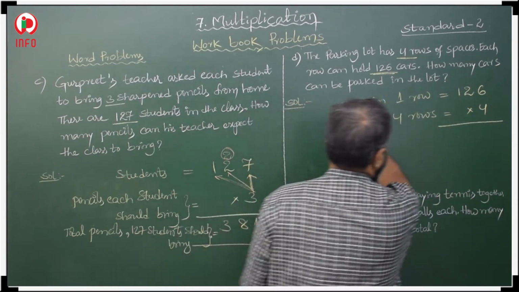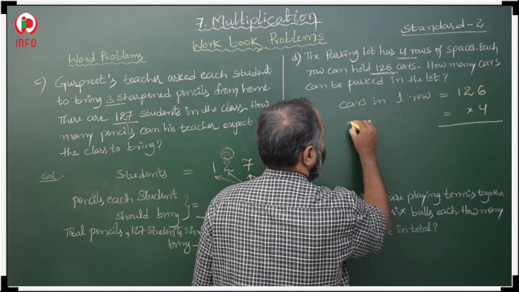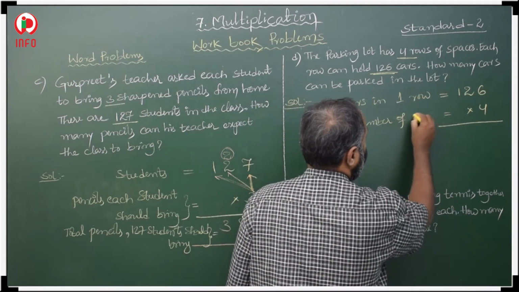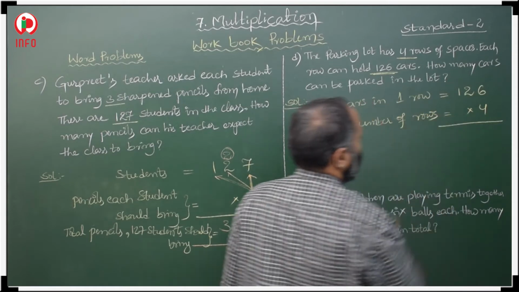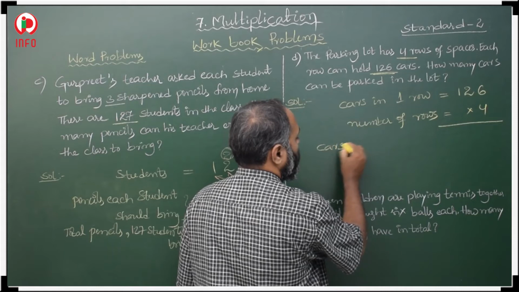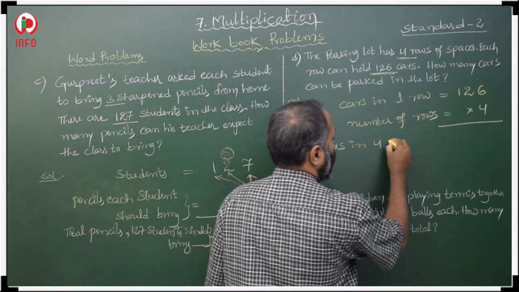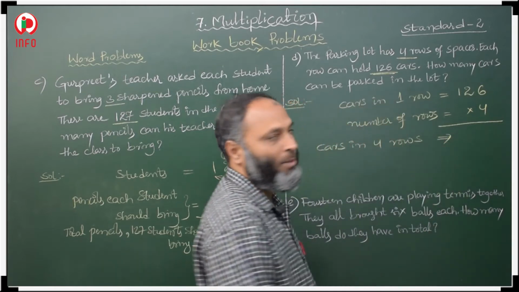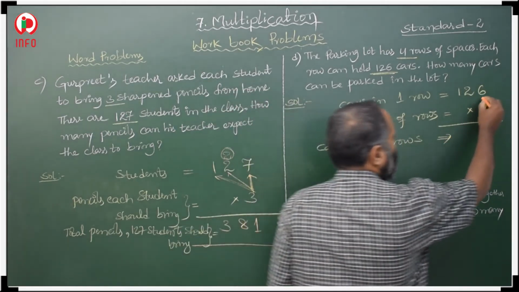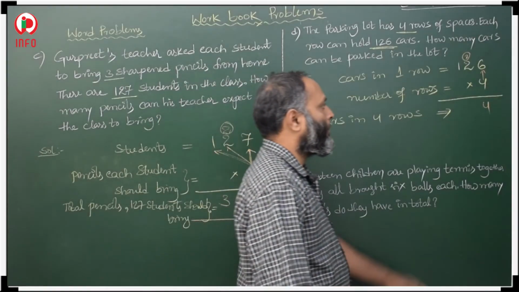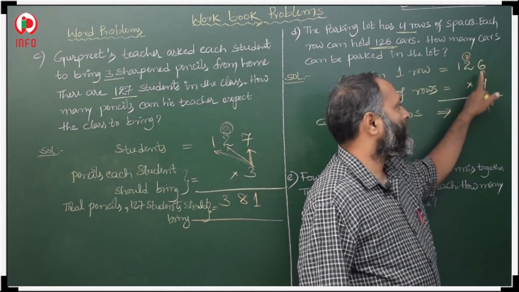Here you have to write the number of rows. Now cars in 4 rows. How many cars were there in 4 rows? We have to multiply. 4 with 6. 4 sixes are 24. First we have to multiply 4 with 6.